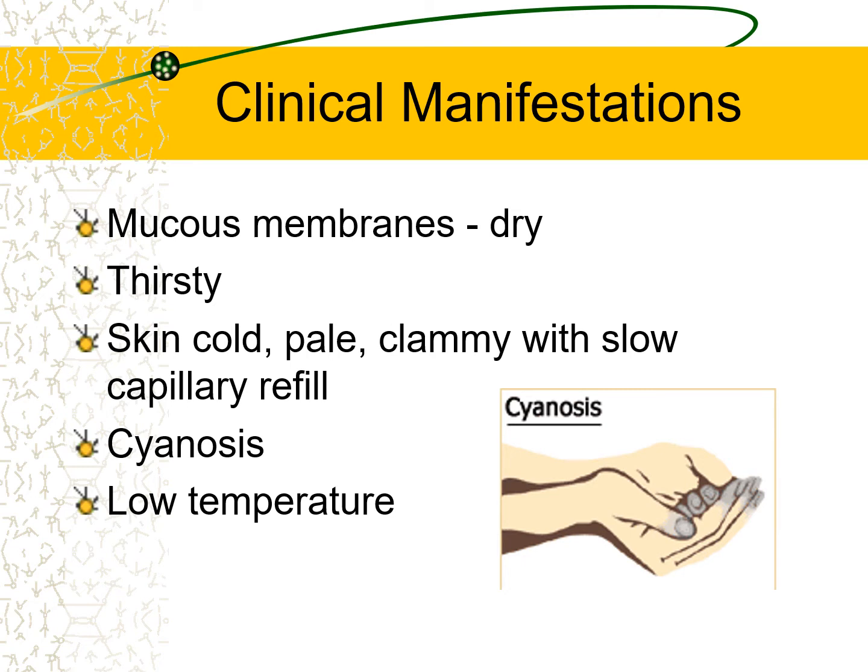Signs and symptoms of the patients in intermediate stage of shock include dry mucous membranes. They may become thirsty. Their skin is cold and pale and clammy, with slow capillary refill. They may show cyanosis of their extremities and fingertips or around their mouth, perioral cyanosis as well. They have low body temperatures.